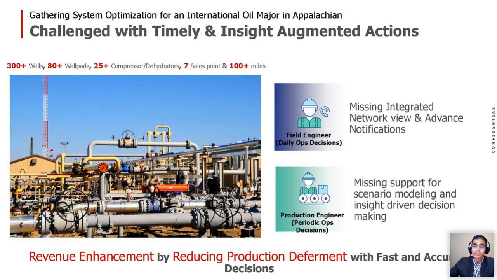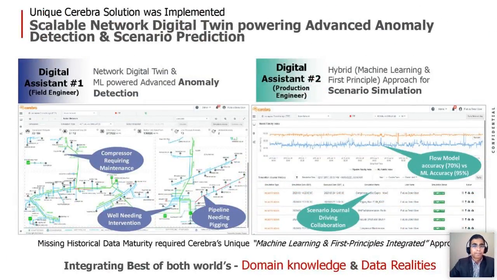So we broke the project into 2 different phases. One for the field engineers to get the situational awareness, and phase 2 was to build a hybrid machine learning model to take all these what-if scenarios into consideration.